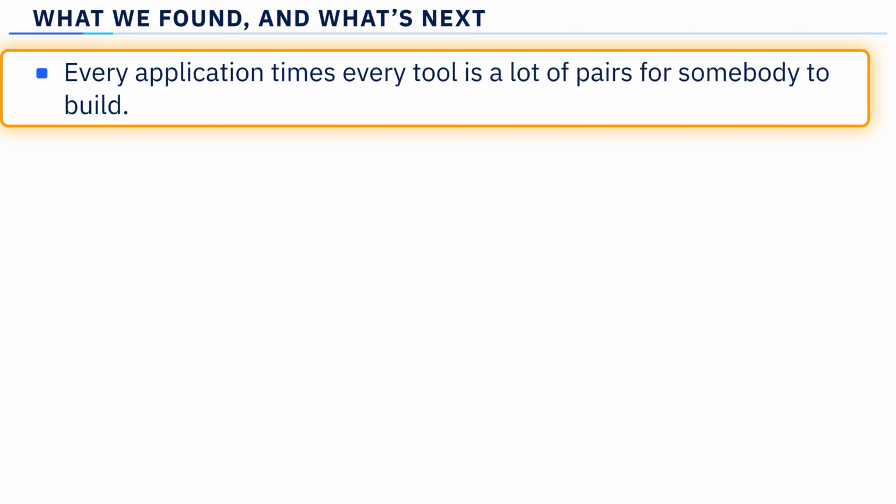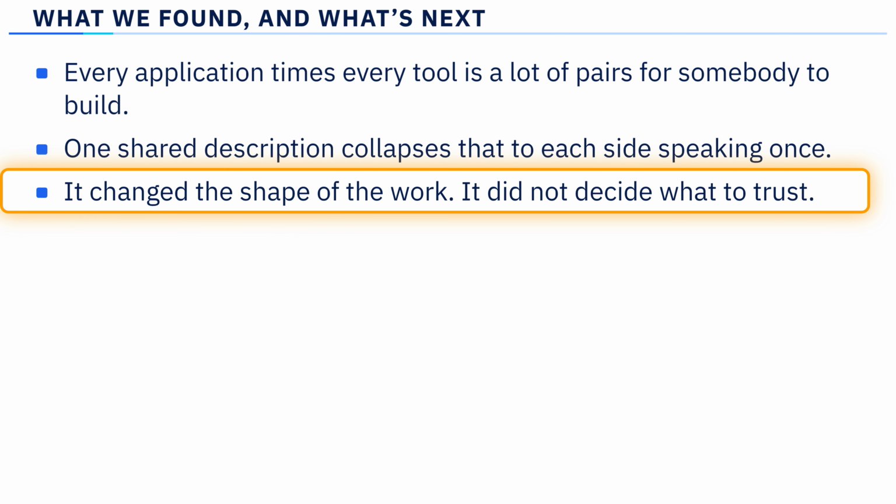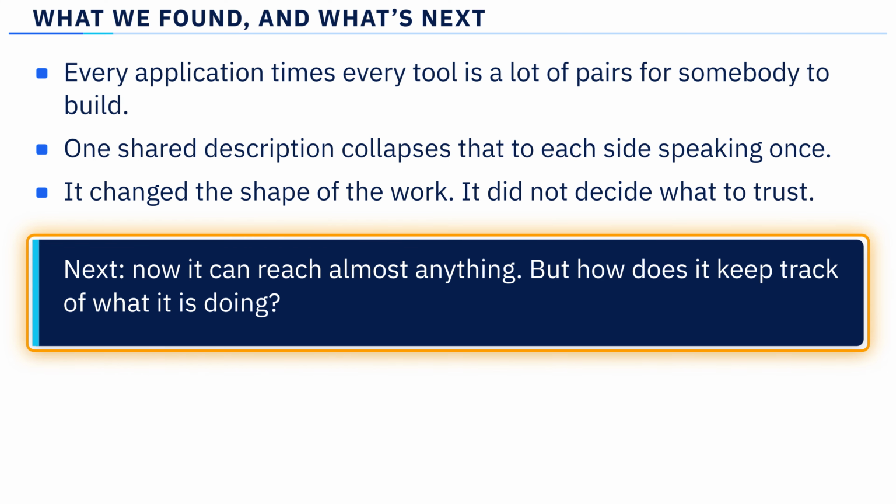So, every application times every tool is a lot of pairs for somebody to build. One shared description collapses that down to each side speaking once. It changed the shape of the work. What it did not do is decide what any of this deserves to be trusted with. Next time, what an agent actually remembers. It can reach almost anything now, but how does it keep track of what it is doing?